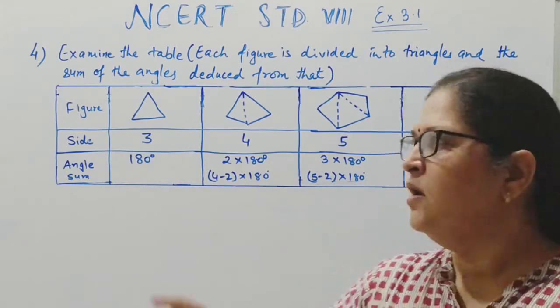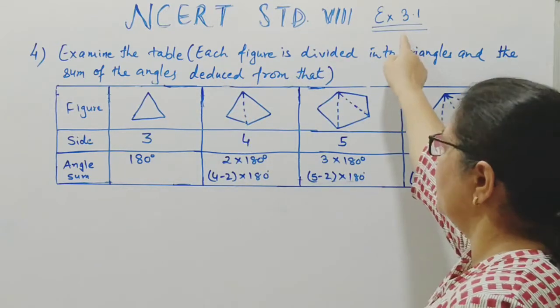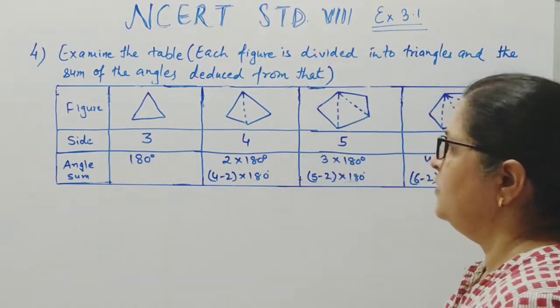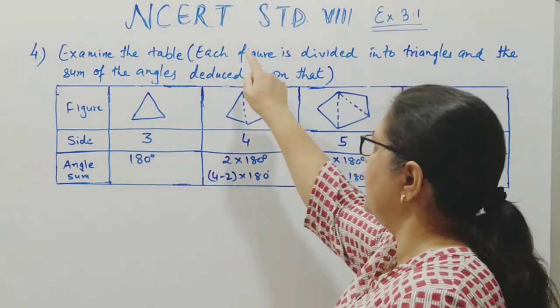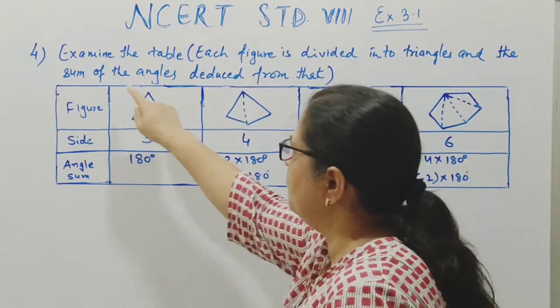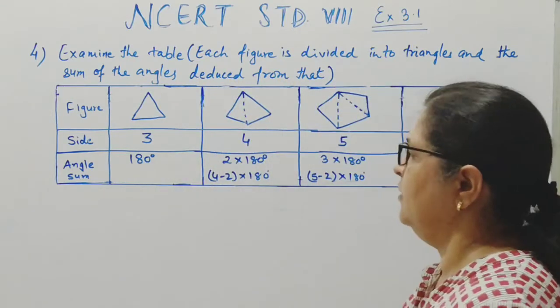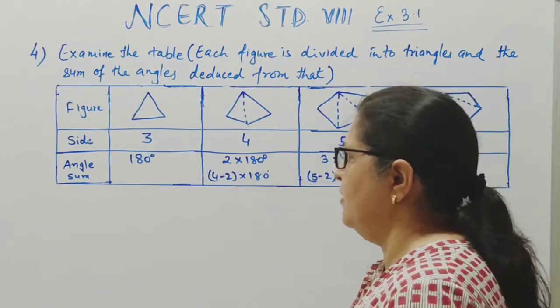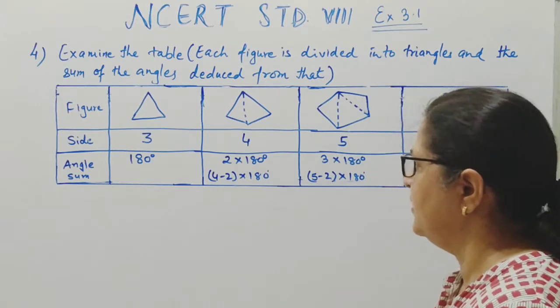Now we are going to start with question number 4, exercise 3.1, NCERT standard 8. The question is: examine the table. Each figure is divided into triangles and the sum of the angles is deduced from that. Now we are given a table. Some polygons are given in the table.